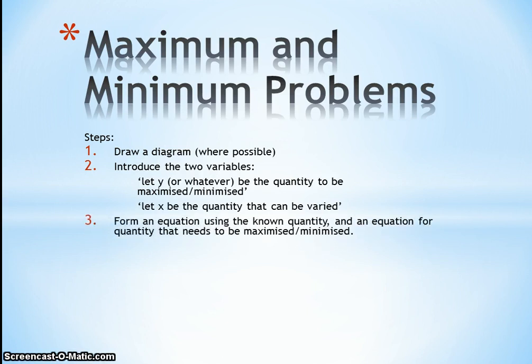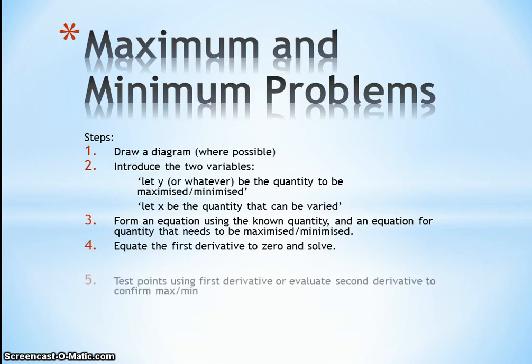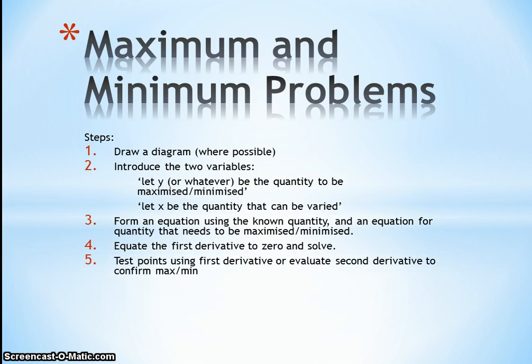Step 3, form an equation using the known quantity and an equation for the quantity that needs to be maximized or minimized. Now equate the first derivative of the quantity that needs to be maximized or minimized to 0 and then solve for the unknown. And then use the table of test points to confirm whether it's a maximum or a minimum, and the final step is write a careful conclusion.